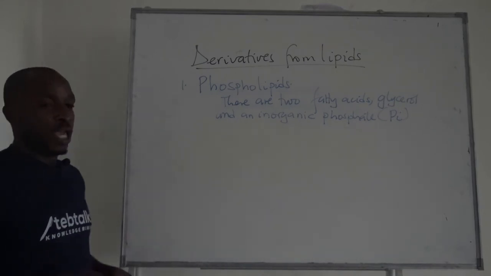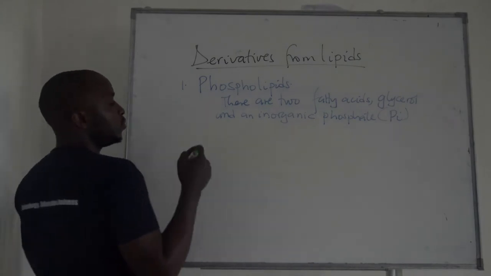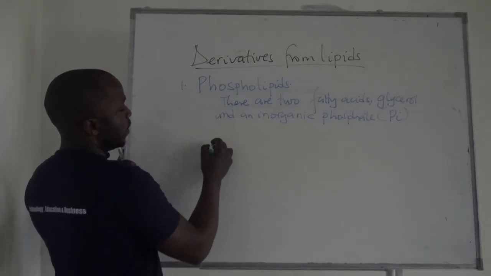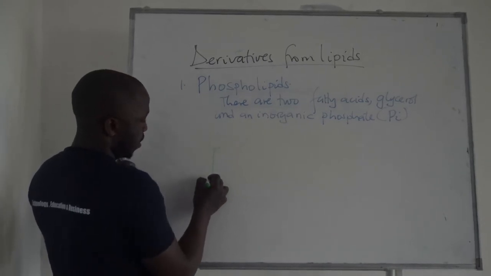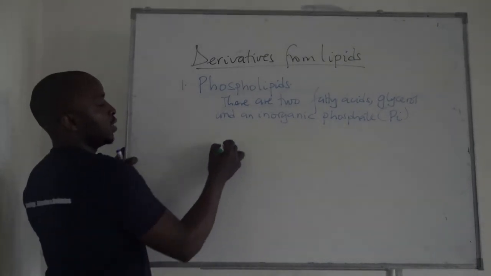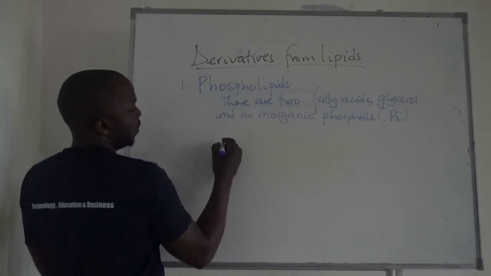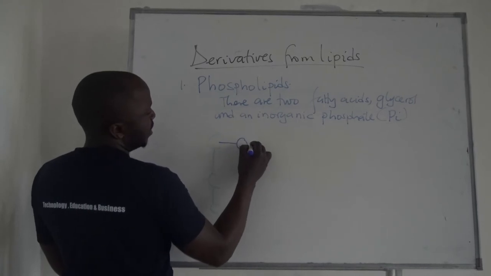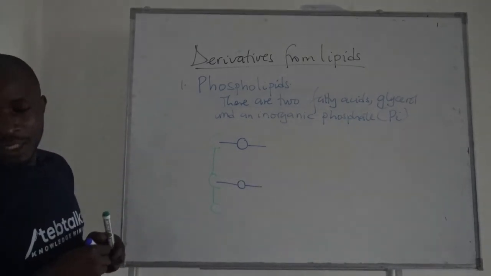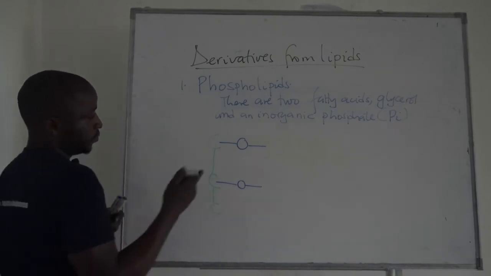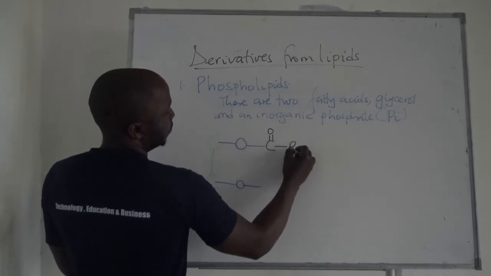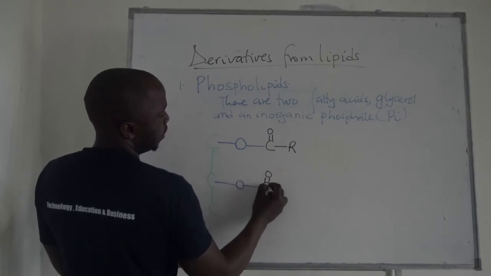So how do they look? How do phospholipids look? It means we still have our glycerol of 3 carbons. Then this glycerol is linked by the ester bond to the two fatty acids. This is carbon, double bond oxygen, R, carbon, double bond oxygen, and another R.